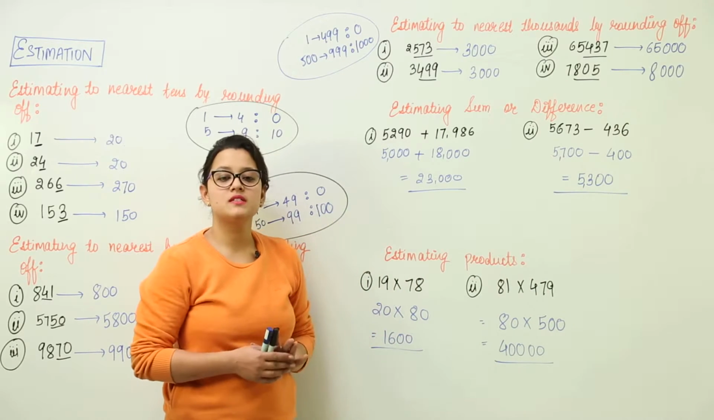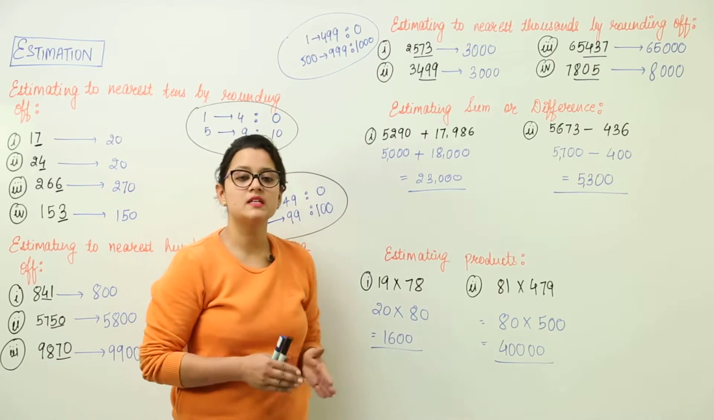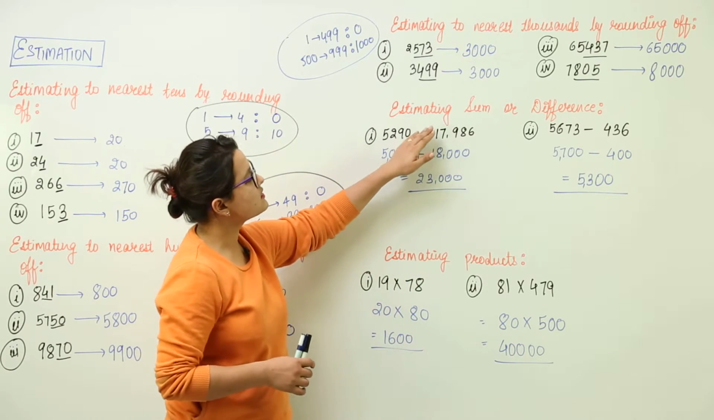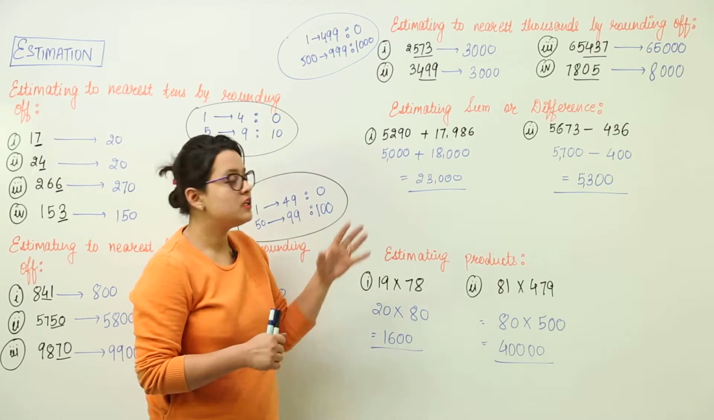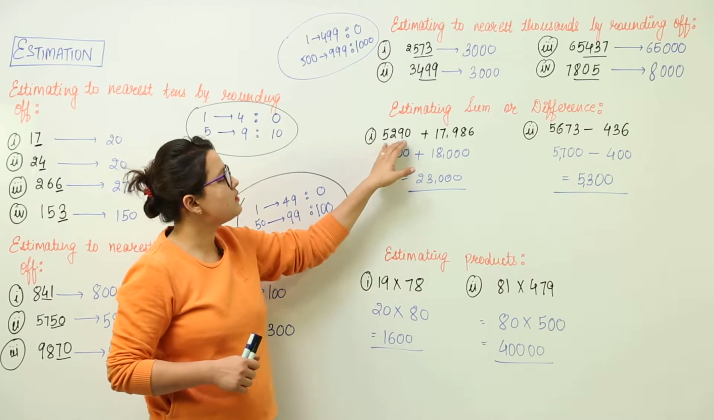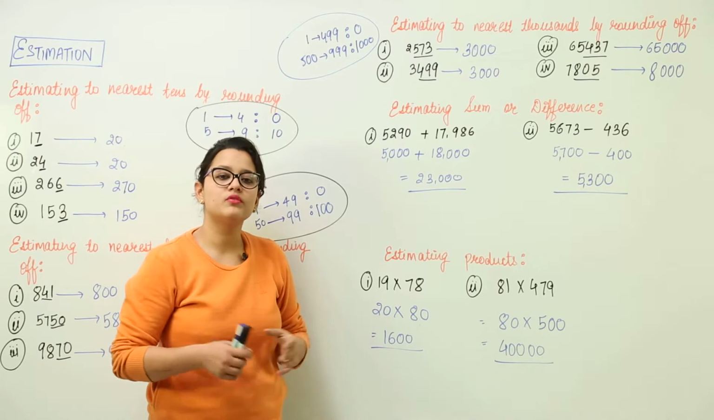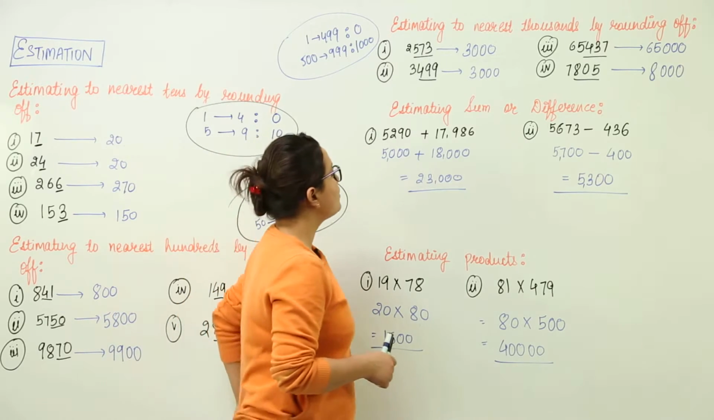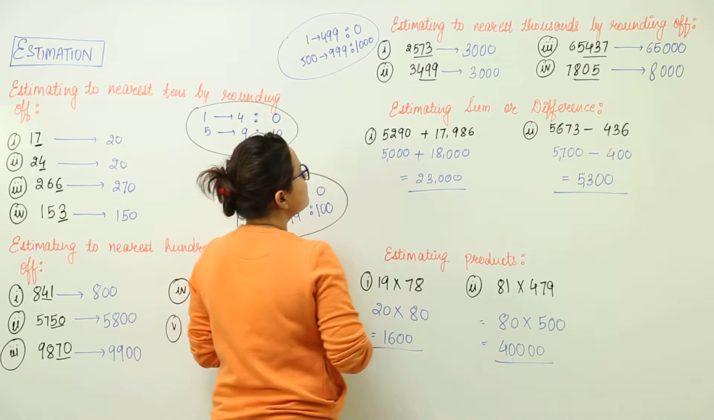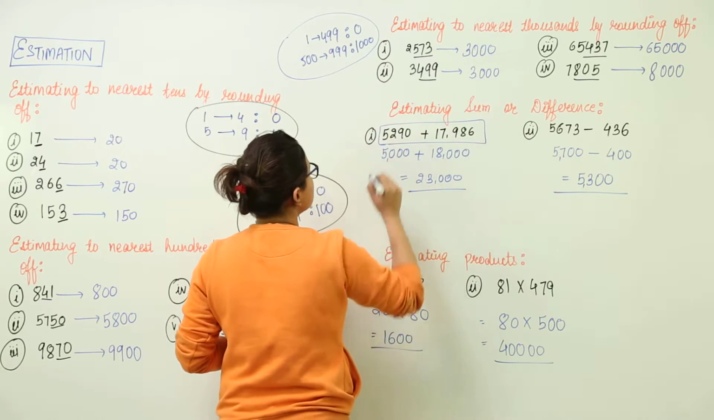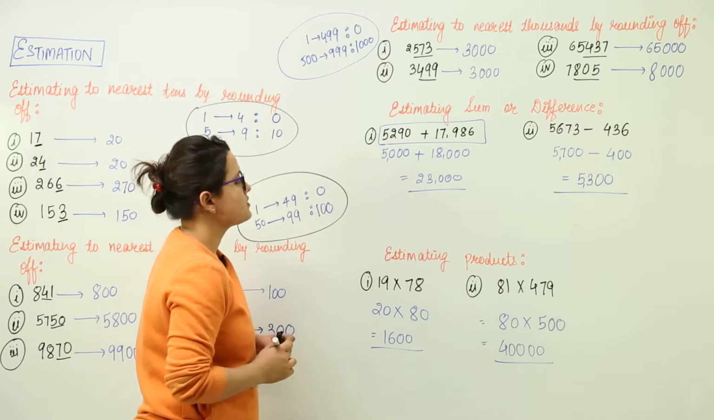That was for the estimation of numbers to the nearest tens, hundreds and thousands value. But now we are considering the estimation of sum or difference. You can calculate these values, do the sum, or you can just estimate or round off the answer. Now for the first case here we have done the rounding off or estimation to the nearest thousands. Why?